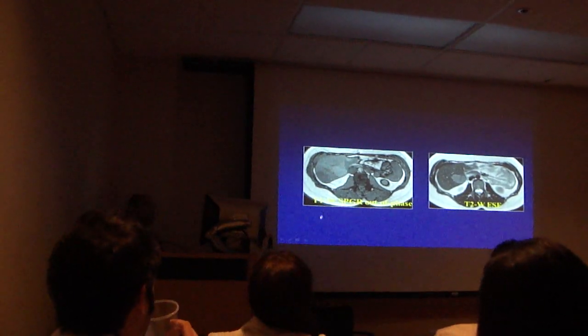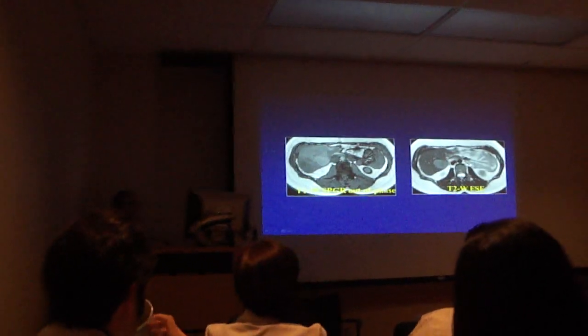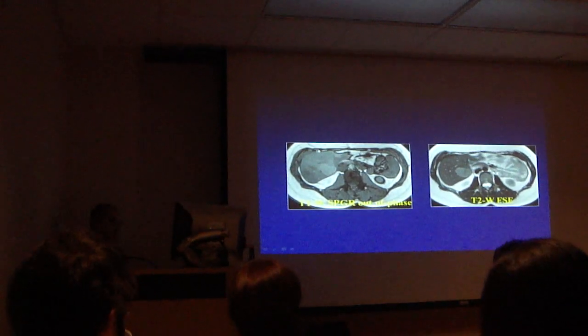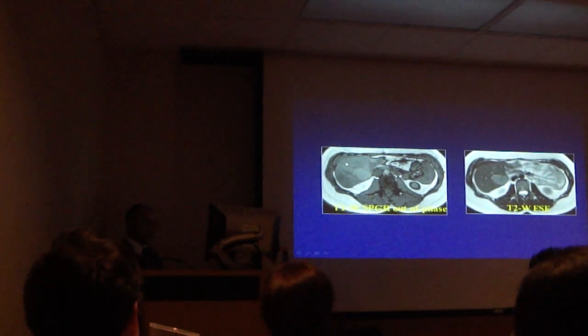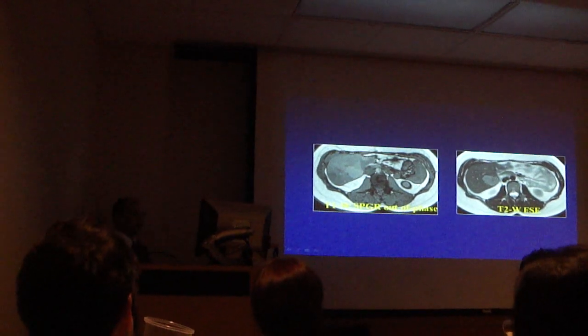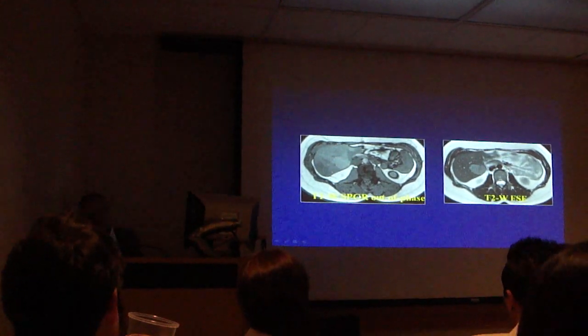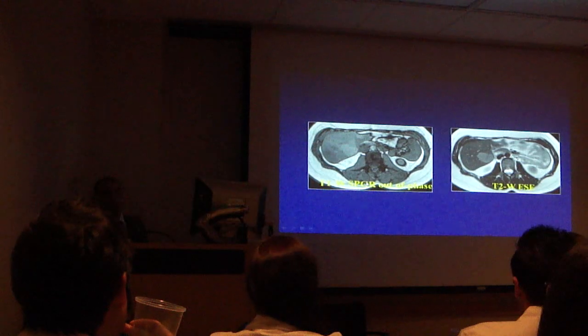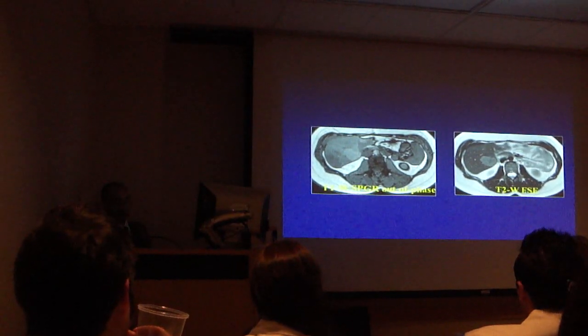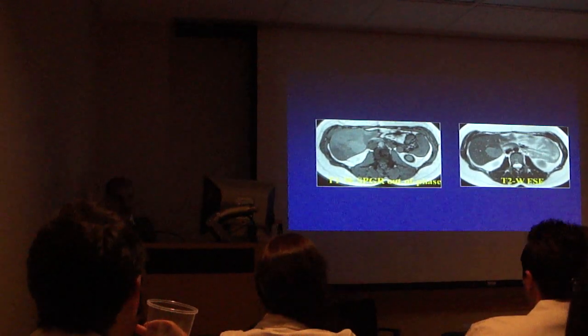On T1 weighted images, out of phase actually, the lesion stands out and there is drop out of signal in the background liver. What does that tell you? That the liver has fatty infiltration. So this was actually a female on oral contraceptive.